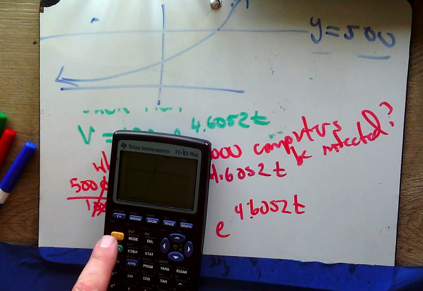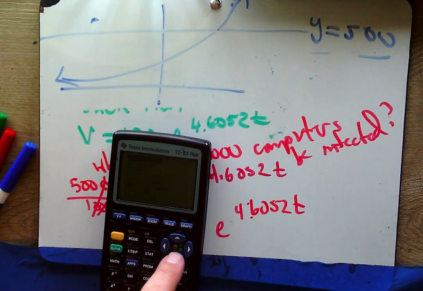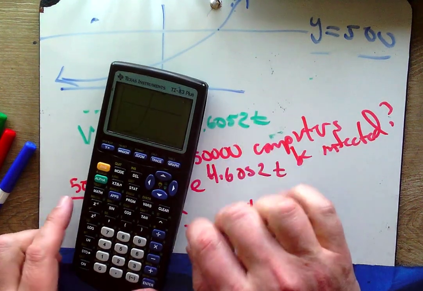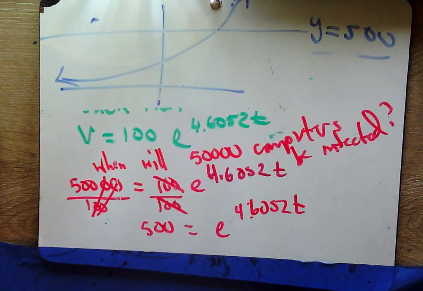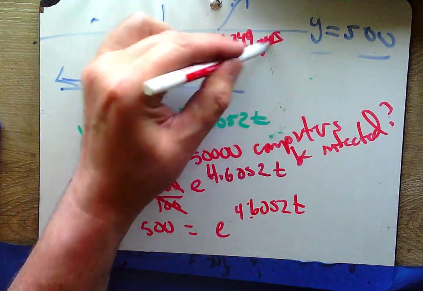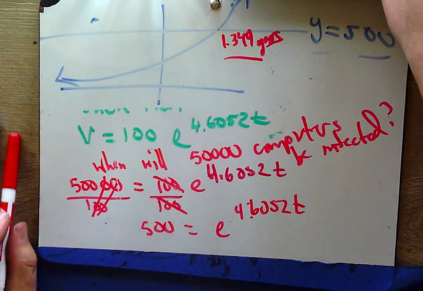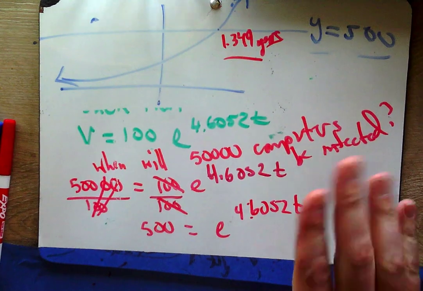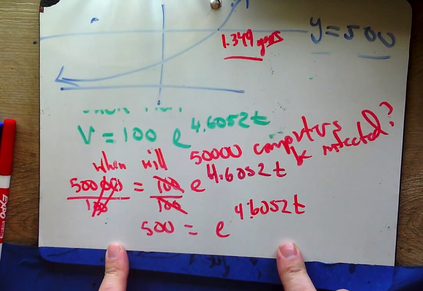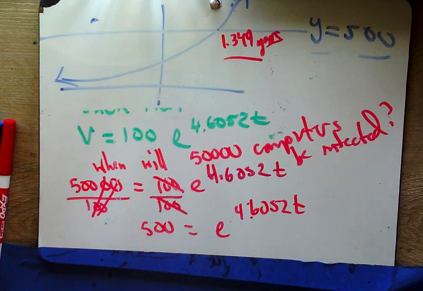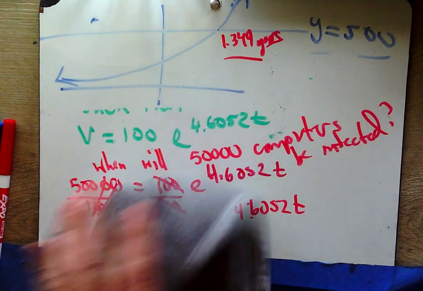And so let's find that point of intersection. Second, calculate, intersect. Enter, enter, enter. And I get that value to be 1.349 years. Wow. In just over a year, 50,000 will be infected. Kind of scary. Anyway, this is the hardest pretty much we get in this unit. And right now, we're going to solve it on the calculator.